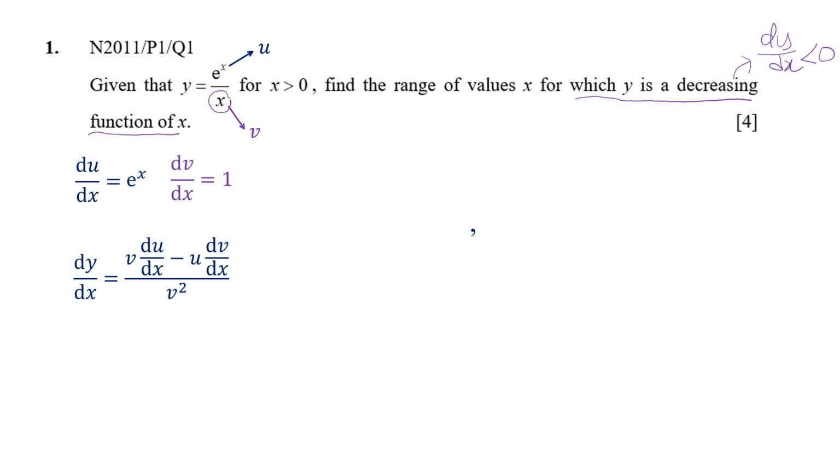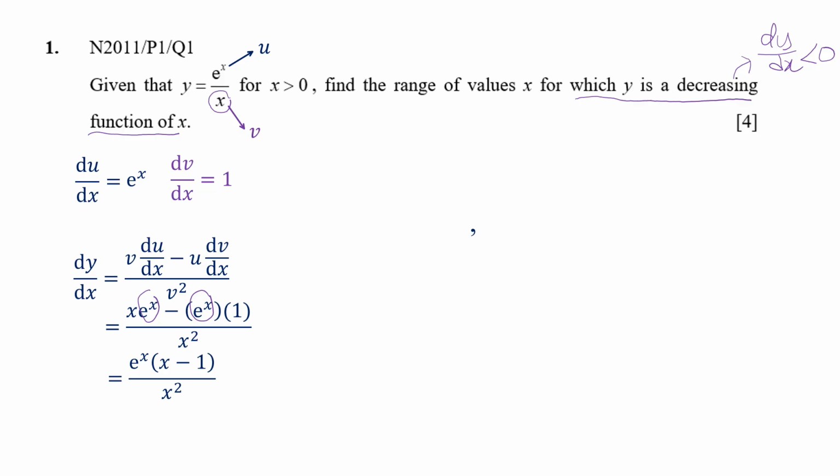Okay, so let's substitute the values: v, which is x, and du/dx is e to the power of x. Let's just plug in now whatever we have there. Okay, right. And then what we're going to do next is you'll see that you can actually factorize e to the power of x. This will be your common factor. So we can put it up.